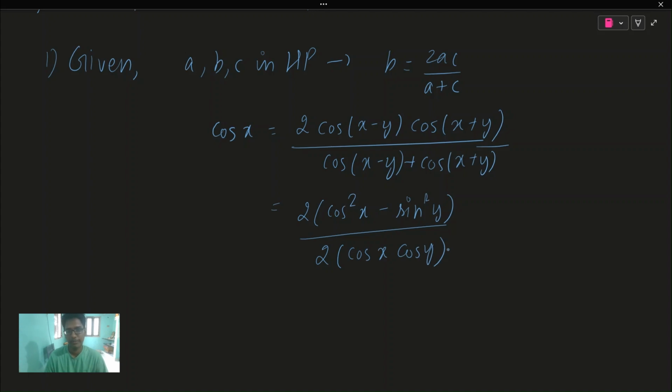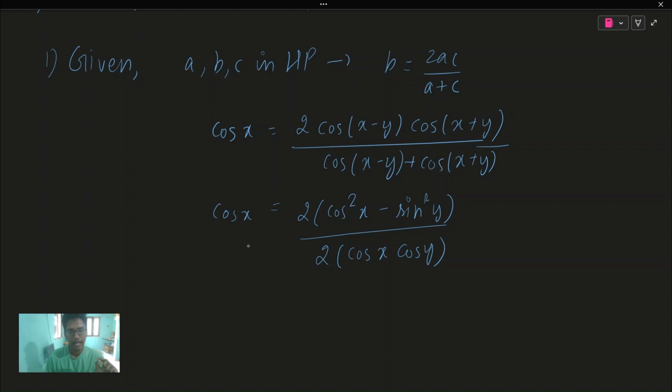Why? Because cos of X minus Y would give us cos X cos Y plus sin X sin Y, and cos of X plus Y would give me cos X cos Y minus sin X sin Y. So plus and minus cancel, all those sine ratios would get cancelled, and we would end up getting cos X cos Y, which is equal to cos X.